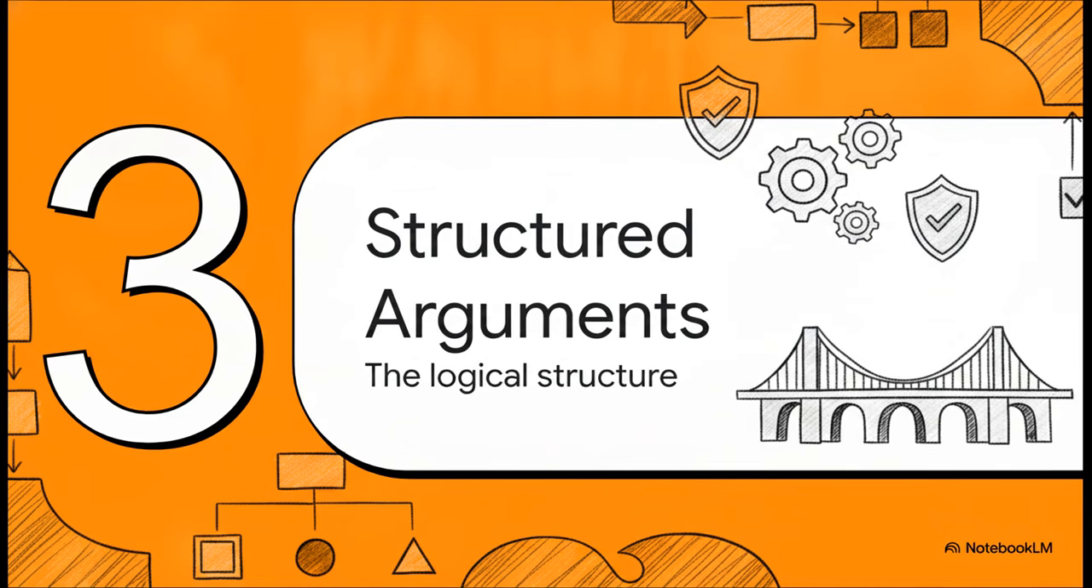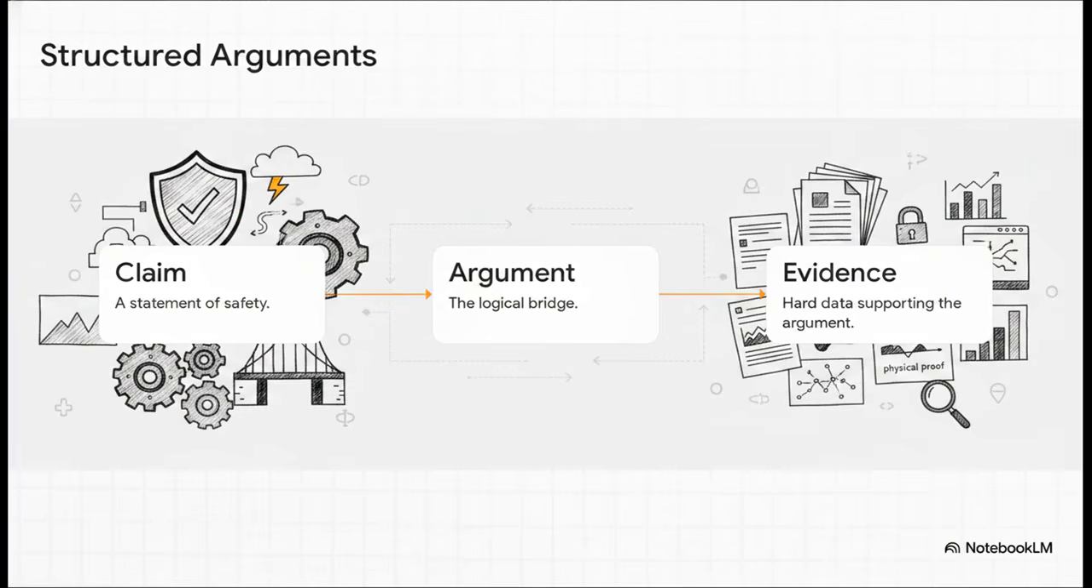Right, moving on to Section 3, Building a Structured Argument. Let's look at the logical structure of all this. To convince a regulator, you can't just hand them a pile of papers. We need to carefully scaffold a hierarchy of structured arguments. There are 3 core steps to this. First, the claim. This is a clear assertion of safety, like saying, this system will not fail under X conditions. Second, the argument. Think of this as the logical bridge explaining exactly why the claim is true based on the data. And third, the evidence. This is the hard data, the physical proof that actively supports your argument.